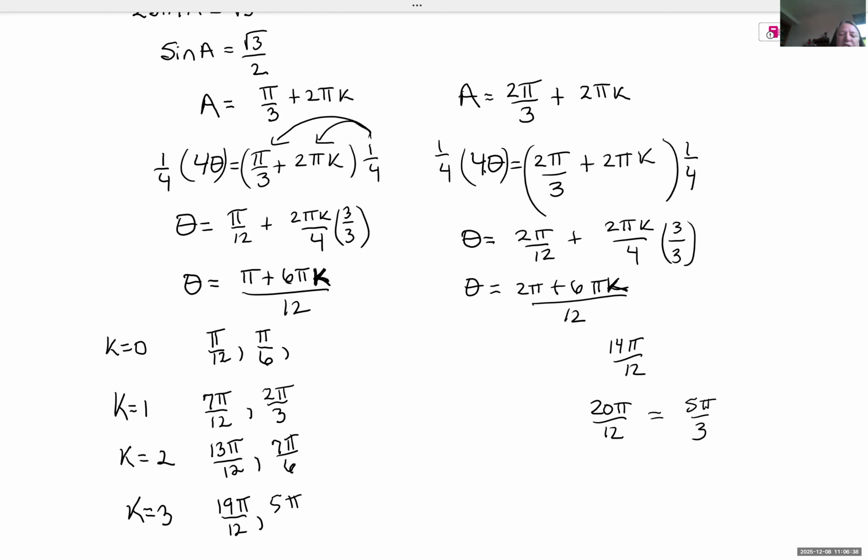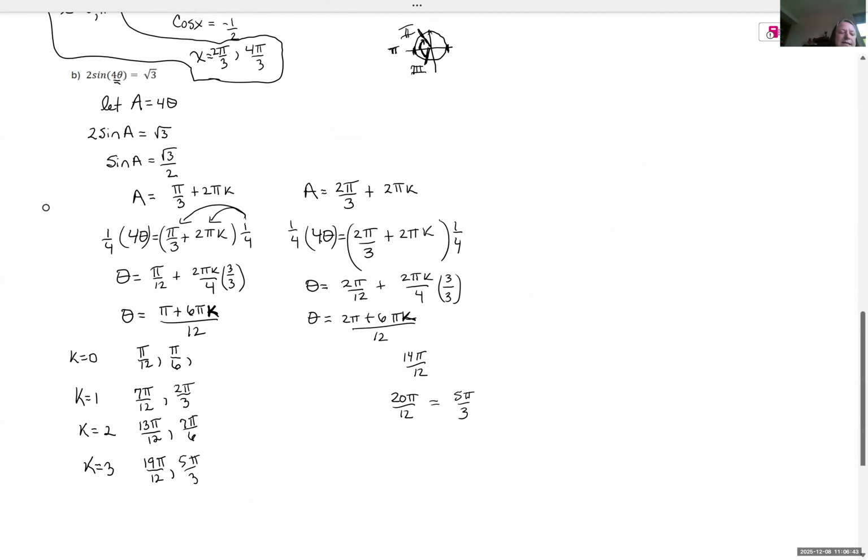Next time I plug in a number, we should get things bigger than 2 pi, but let me just show it. So if we did k equals 4, 4 times 6 is 24, 24 plus 1, that's 25 pi 12ths. Well, 12 goes into 25 more than twice, so that's bigger than 2 pi. So that's outside of between 0 and 2 pi. Same thing if I plug it into the second equation. 4 times 6, so that's 24 pi plus 2 pi, that's 26 pi 12ths. Again, that is too big.